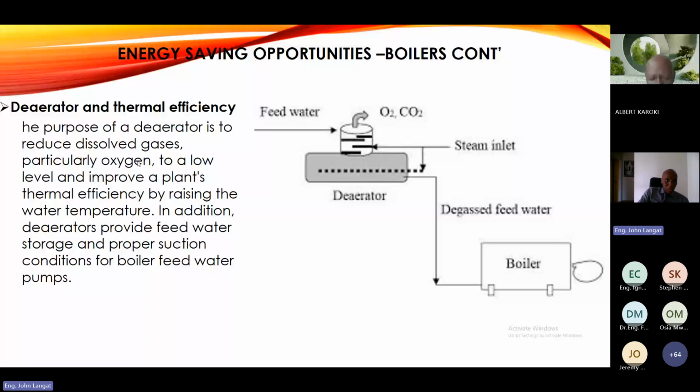So oxygen should be kept to a low level to improve the plant's thermal efficiency by raising the water temperature. In addition, the deaerators provide feed water storage and proper suction conditions for boiler feed water pumps. I don't have to say much of that.